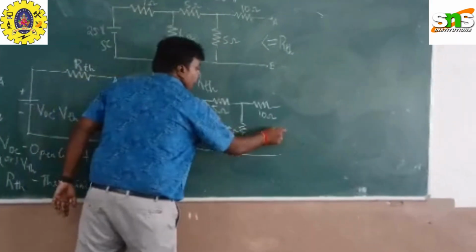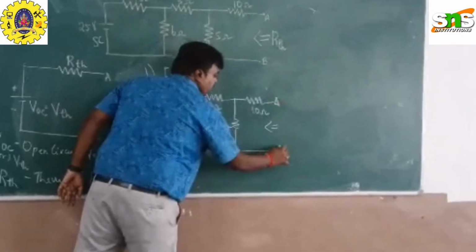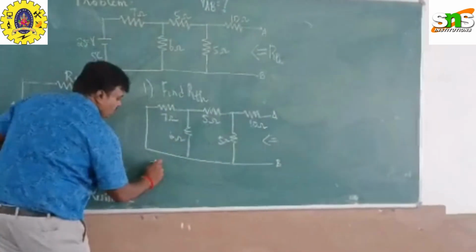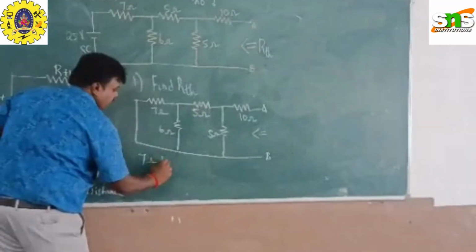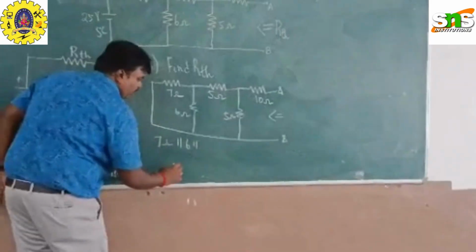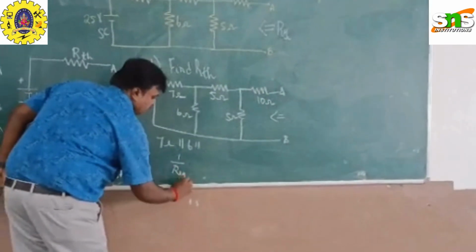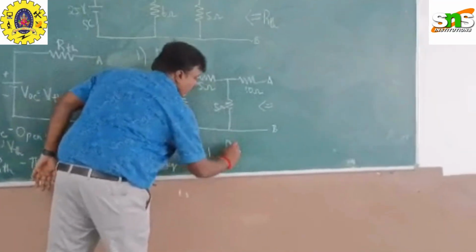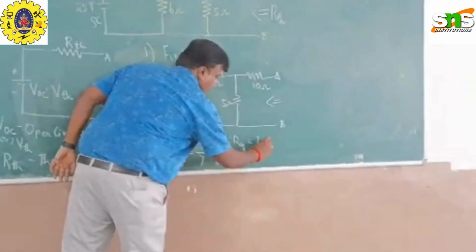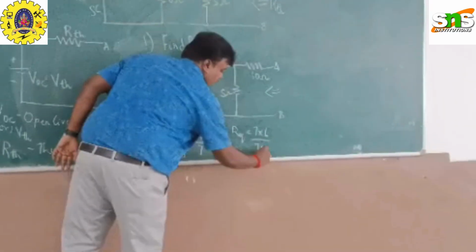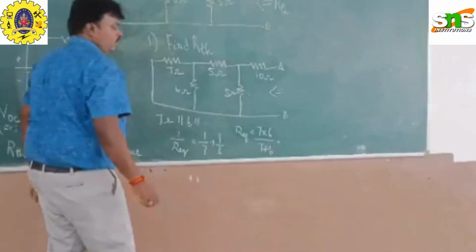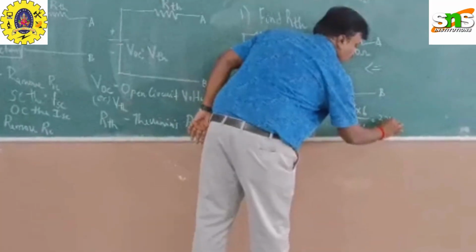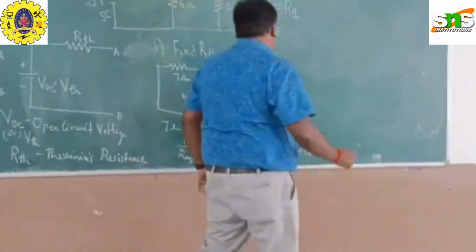So what's the first step? Since we need to find from this side across A and B, go with the series parallel. The opposite end, 7 ohm and 6 ohms are in parallel. So what is the formula? 1 by R equivalent is equal to 1 by 7 plus 1 by 6, or R equivalent is equal to 7 into 6 divided by 7 plus 6. What is the answer? 3.23 ohms. So just redraw this diagram.